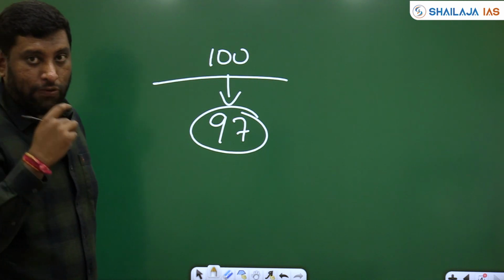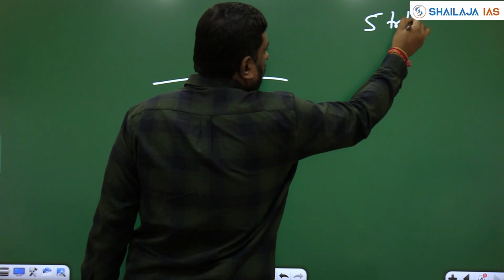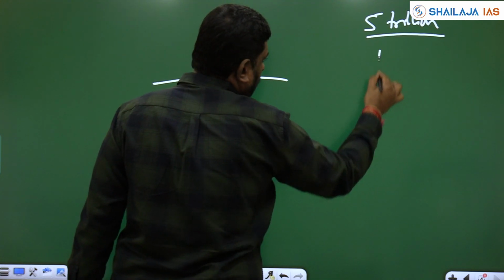Now what is going to happen because of this? First thing, our target was a $5 trillion economy. So suppose this is one particular target.